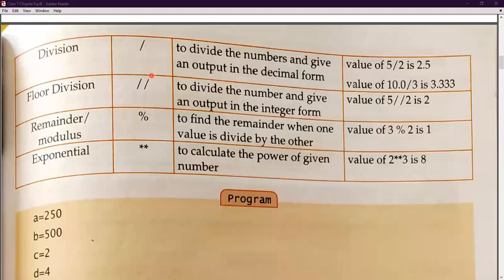It divides the number and gives an output in integer form. Mark my point, student. This is saying that it will return the output in integer form. But in simple division, it will return the output in decimal point also.